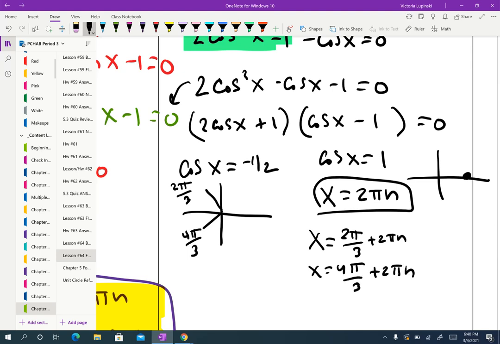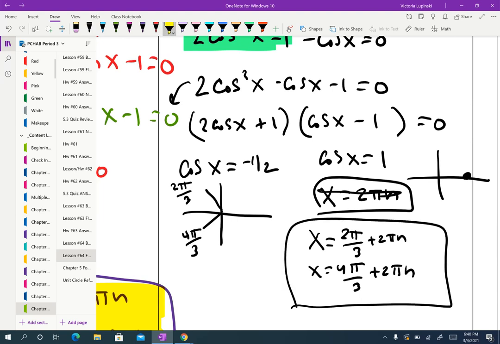And I would say the only reason why people seem to get any of these questions wrong on the most recent quiz was simply because they didn't read the directions, not necessarily because they didn't know how to do it. So again, just make sure that you're being careful. I've got those highlighted for you: 2 pi n, 2 pi over 3 plus 2 pi n, and 4 pi over 3 plus 2 pi n.